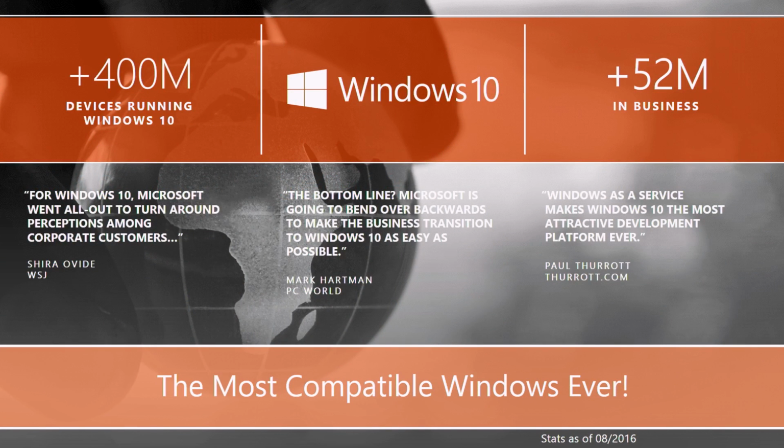You have probably seen this slide. We already have Windows 10 running on 400 million machines, mostly consumer machines. But we also have 50 million machines actually running Windows 10 in the enterprise. These are commercial machines. Most of the large enterprises are piloting. I think you've seen numbers around 96% of enterprise customers are actually piloting Windows 10. So far, the response has been very positive. But the statement I wanted to point out is at the bottom: Windows 10 is the most compatible Windows ever.